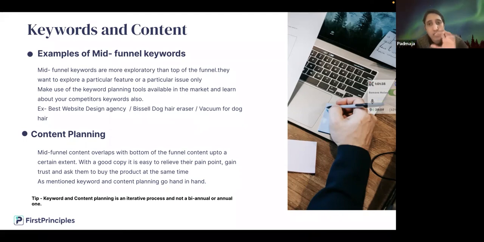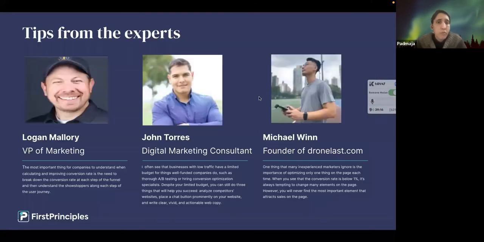You can definitely use that as the base to see what the others are doing and formulate your strategy accordingly. And here are some tips from some experts that I really like, so I thought it would be good to share them with you all. The main things, like they all speak about conversion, is exactly here: A/B testing, clear, vivid, and actionable web copy. Like I said, content is very important. Analyze the competitor website, place a chat button, the CTAs, and the chat boxes. This is exactly what people are talking about.